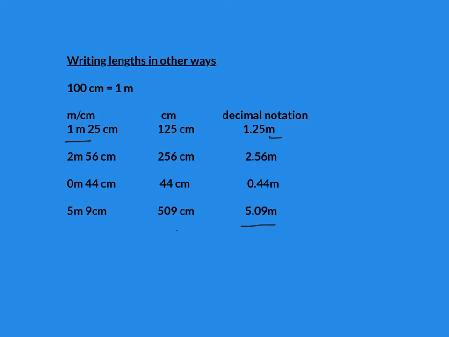Okay, hopefully in our previous work that we looked at decimal points and decimal notation, that you will remember the difference between 5.09 and 5.9. Okay, so 5.9 metres is 590 centimetres. Okay, and that's why this one is 5.09, because it's 5 metres and 9 centimetres, which is here.